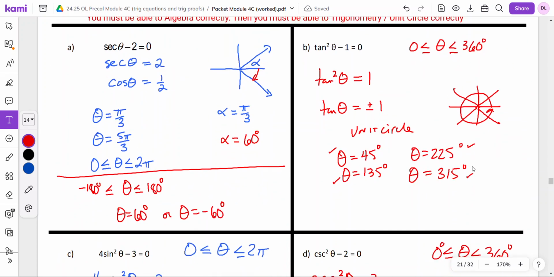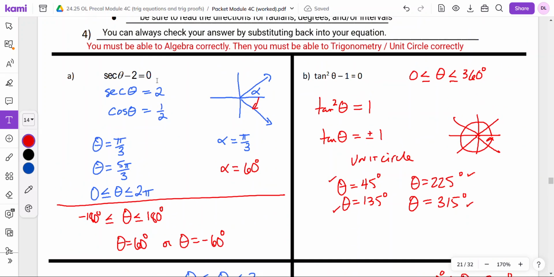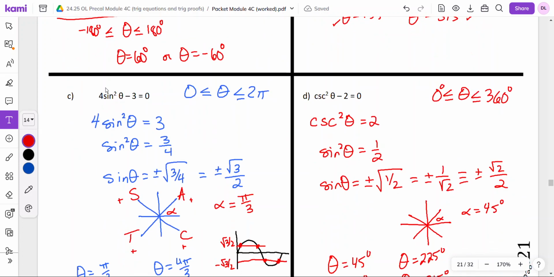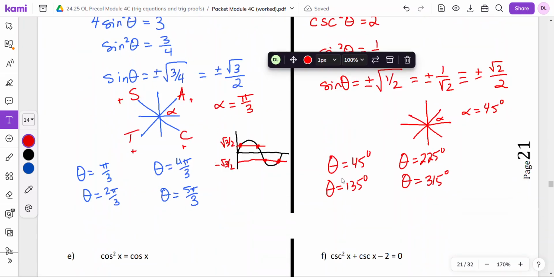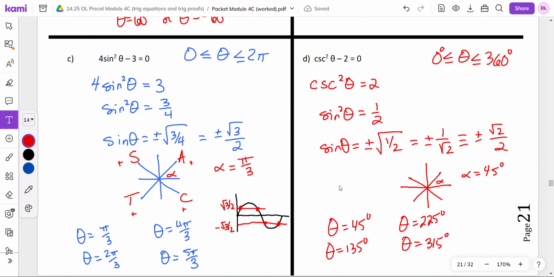So a couple of examples here: for secant of theta minus 2, we solved for secant of theta. Tangent squared of theta minus 1, we solved for tangent of theta. For sine squared theta minus 3 equals 0, we solve for sine of theta. Cosecant squared of theta minus 2, we isolated for sine of theta, and we get our solutions. Okay, it is important that you give all the solutions in the interval if you want to earn full credit.